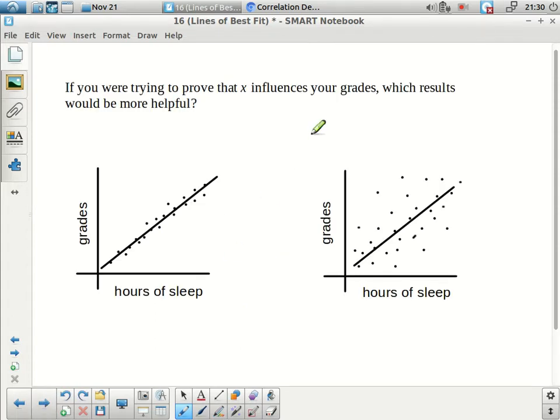If you were trying to do a report, and here we're just doing hours of sleep, so seeing if there's a connection between how much you sleep and how well you do in school. If you're trying to prove that how much sleep you get actually does improve your grades, which one of these graphs would you want to have in your report? Which one would be the clincher that says yes, sleeping more definitely improves your grades? Maybe think about that for a moment. Which one do you think you would choose?